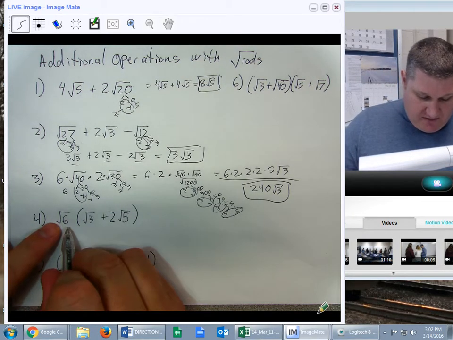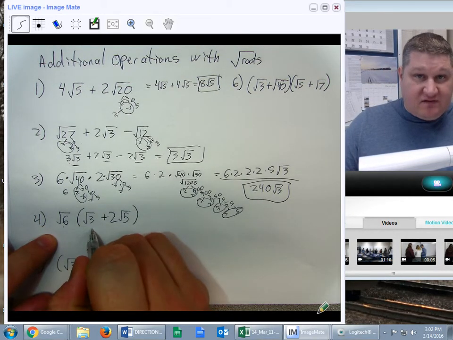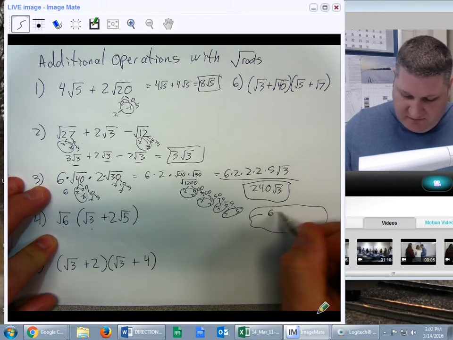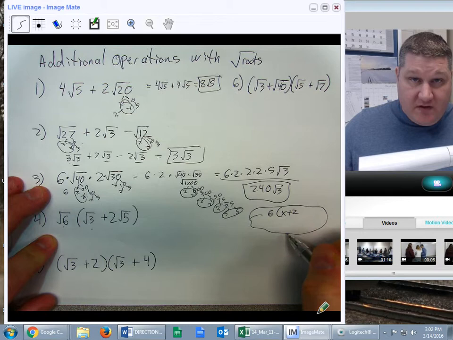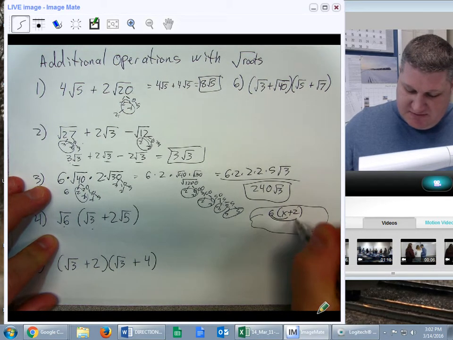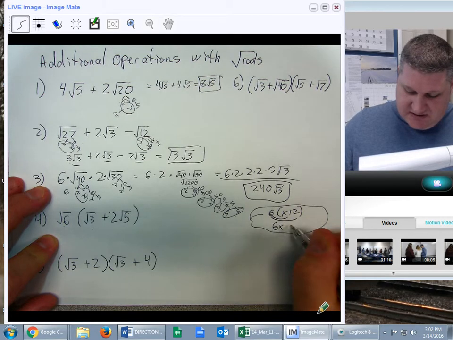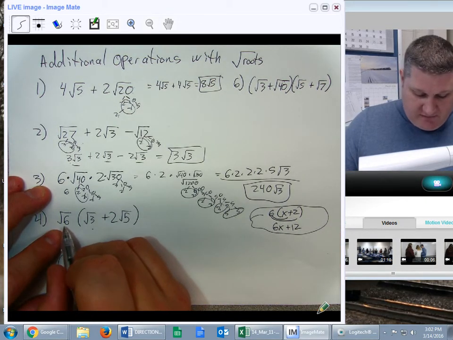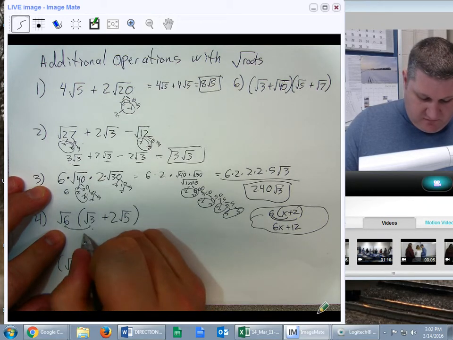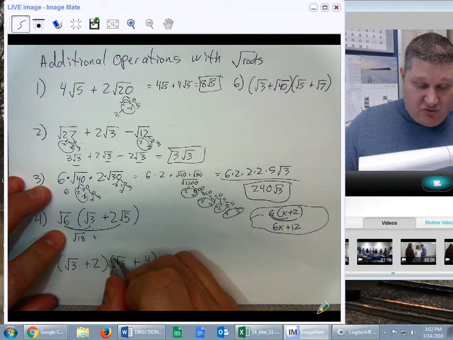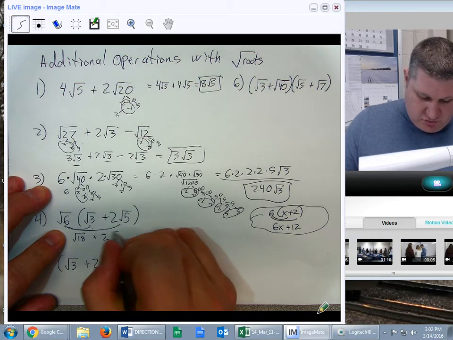Now, down here, I still have something outside parentheses. Well, if I pause and go over here and I say, hey, wait a minute, if I have 6 outside x plus 2, all I really need to do is give the 6 away to each piece. 6 times x, 6x. 6 times 2 is 12. Well, same thing happens here. I have 6 times root 3 is root 18 plus root 6 times 2 root 5. I get 2 root 30.